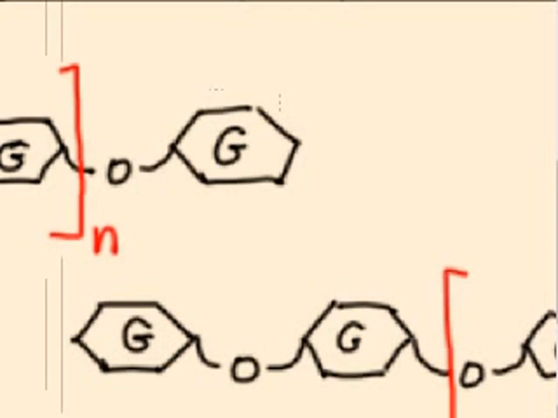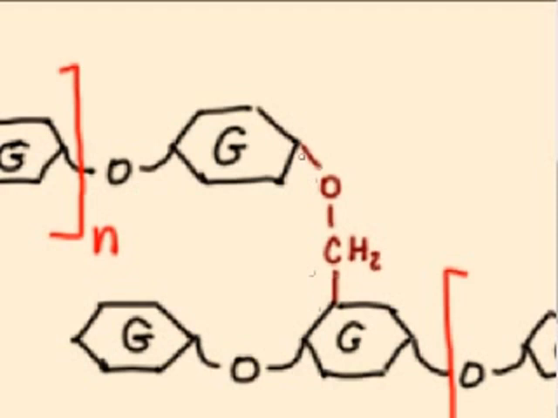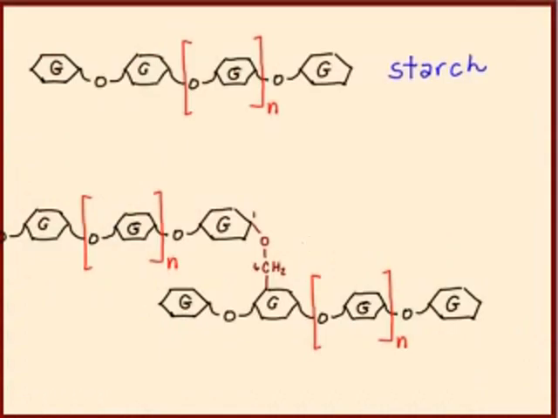If you remember, here we had a CH2OH there at first, but now the O is going to be here and join here. And so this is the 1 carbon, and that's the 6 carbon. And so we can make branches off of this starch molecule.